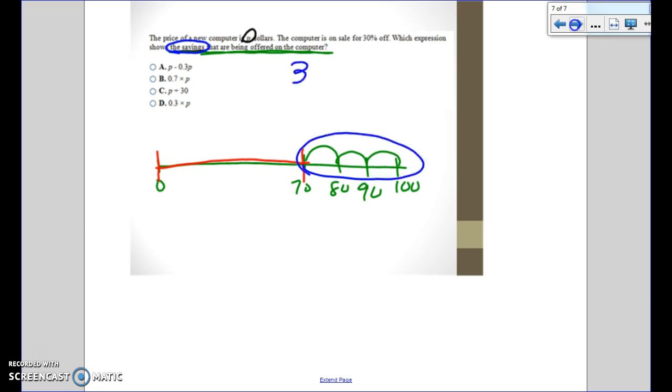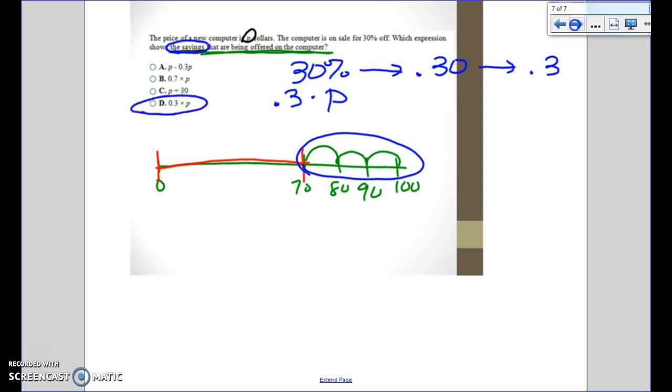And so 30% is represented as the decimal 0.30, or known as 0.3. So in this case, I need to know if I'm finding 30% of this P. We don't know how much the price is, but I'm trying to find 30% of P, the price we don't know. That represents the amount of savings. So again, we have a multiplication problem, D.